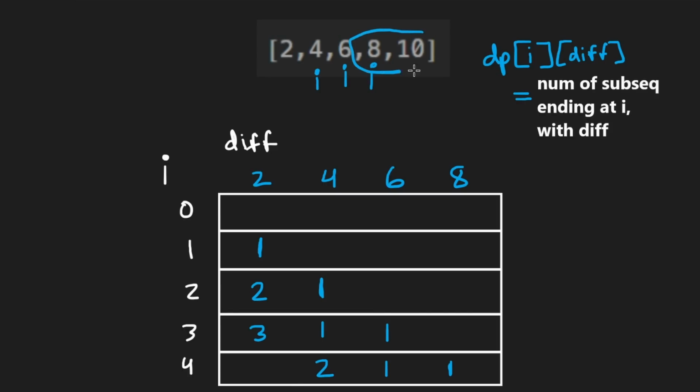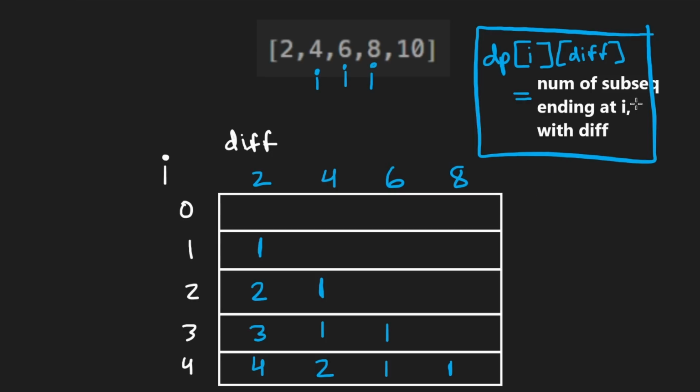Lastly, let's get 10 and 8. Difference is 2. We're at row index I equals 4. So here let's take 1 plus the value up above, which is 3, and we end up getting 4. So now that we've gone through all of that, which wasn't simple, by the way, I'd really focus on this. This is really the entire thing.